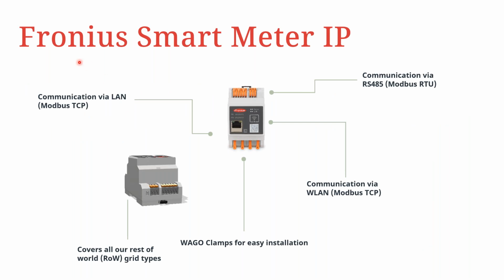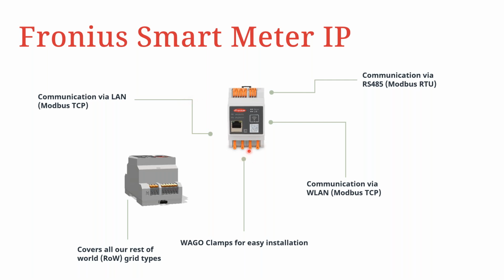So we have here the various channels of data communication for the Smart Meter IP. We have the communication via Modbus TCP. We have Modbus RTU, as usual. We also have a Wi-Fi connection. So here you can do both Ethernet and Wi-Fi. You do not necessarily have to connect an Ethernet cable to this smart meter. If you have a strong Wi-Fi signal, you can go through the Wi-Fi channel as well, which is also Modbus TCP. And also another departure is the use of Wago clamps.